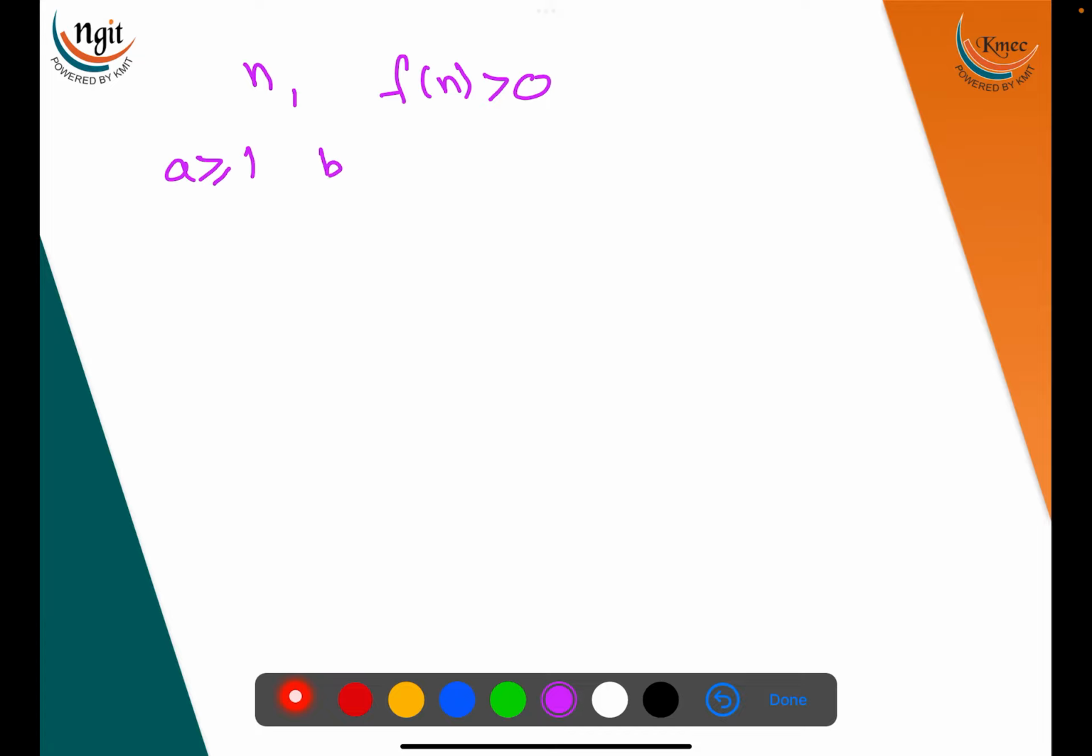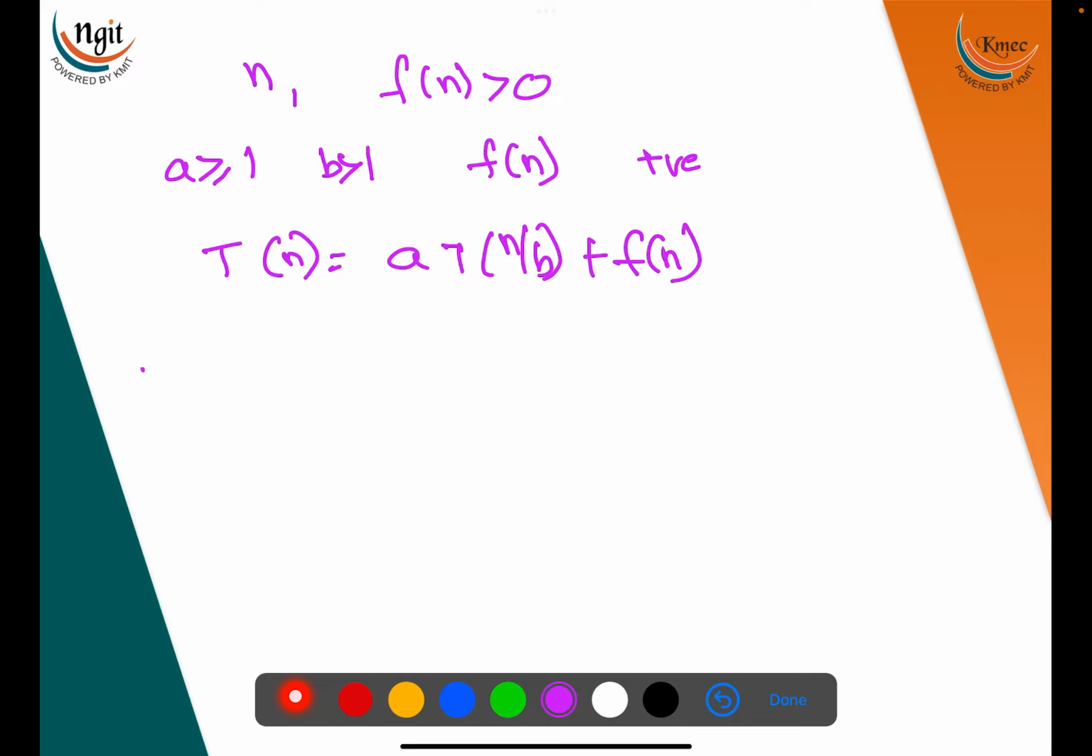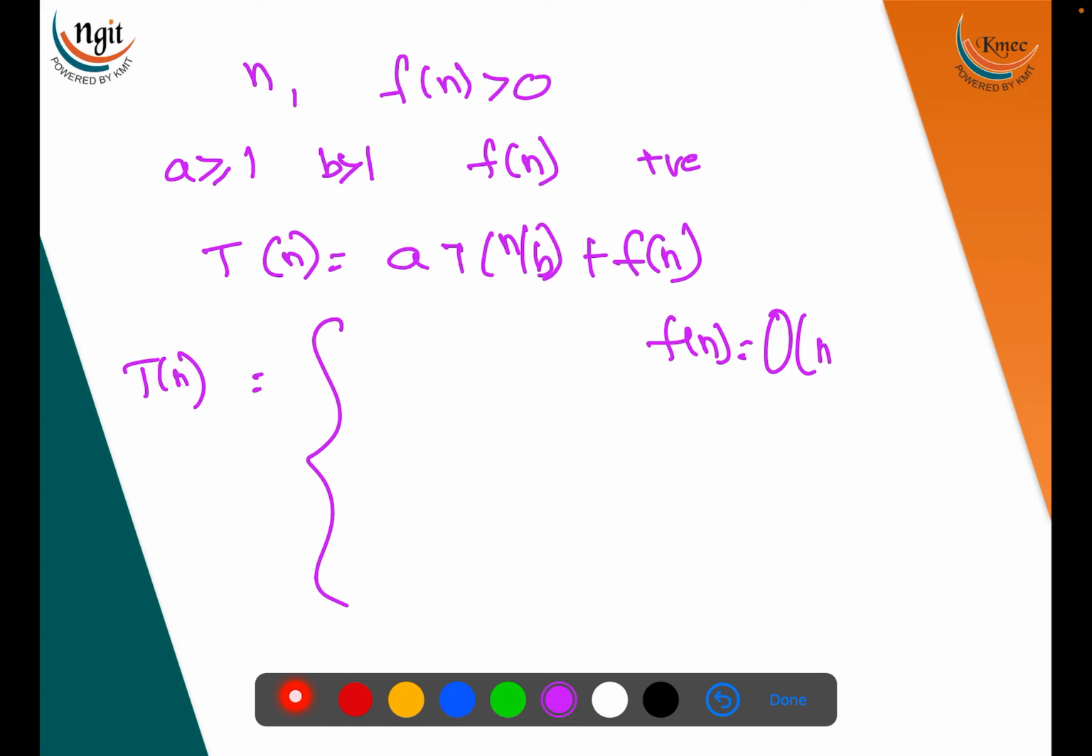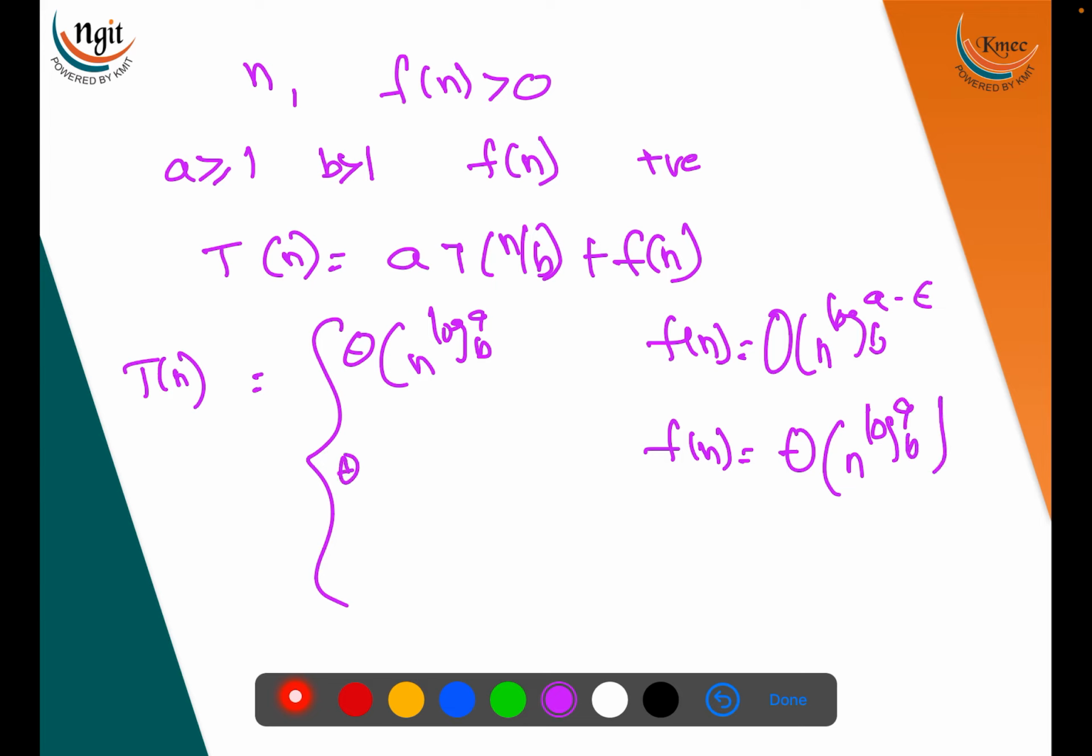If a greater than 1 and b greater than 1 are constants and f(n) is an asymptotically positive function, then the time complexity of the recurrence relation T(n) = a·T(n/b) + f(n) is given by: if f(n) is O(n^(log_b a - epsilon)), then T(n) is theta of n^(log_b a). If f(n) is theta of n^(log_b a), then T(n) is theta of n^(log_b a) log n.